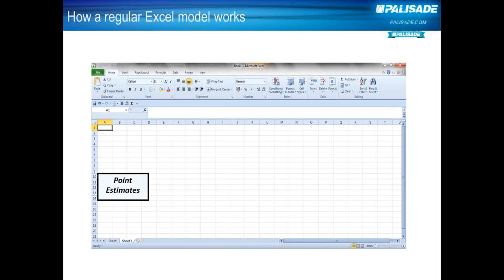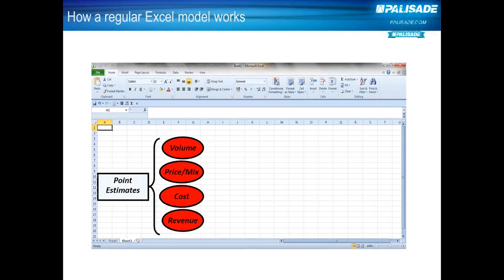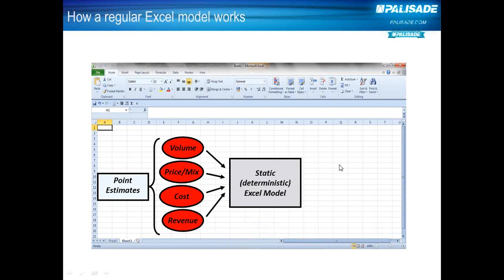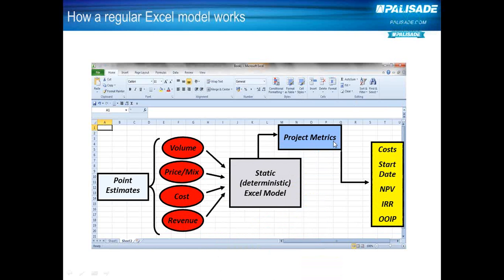And so typically how you build up an Excel model without @RISK is by the use of point estimates. So we would put in our point estimates, whatever they are, whether they're price, volume, cost, revenue, duration, whatever. We'd build up a static deterministic Excel model, and from that we'd derive various project metrics, whether they're costs, a start date or finish date for a project, the NPV, the rate of return, or how much oil is in the reservoir. And these are what we would then call deterministic values.